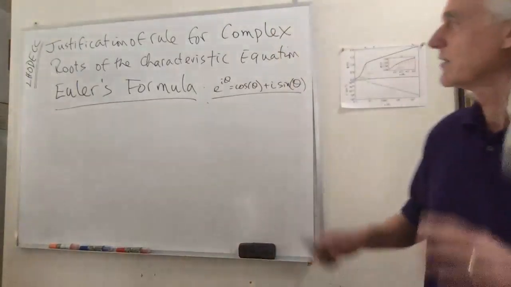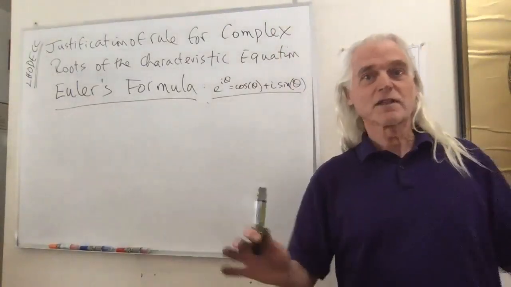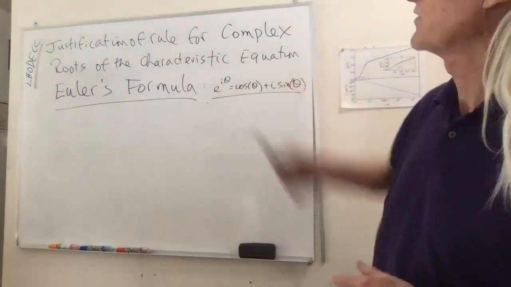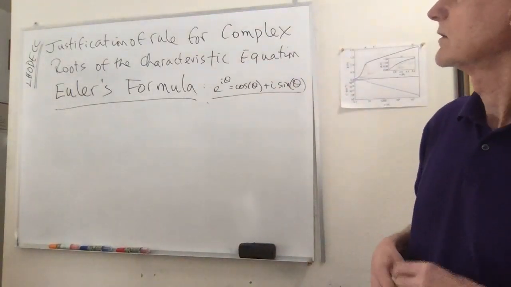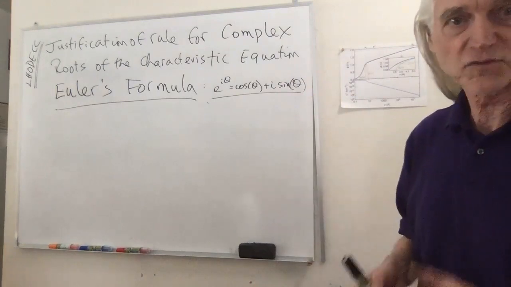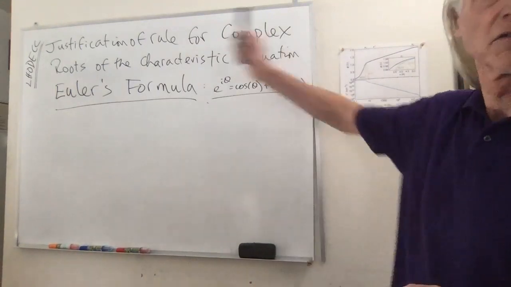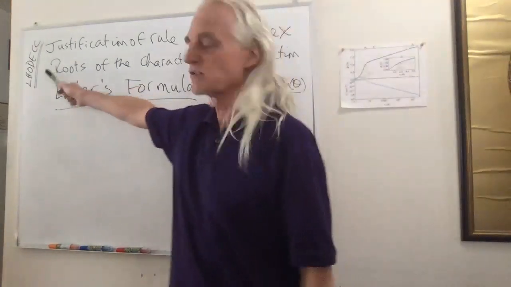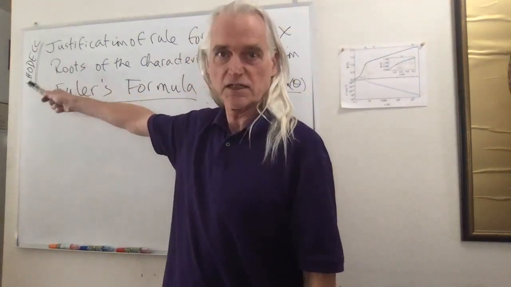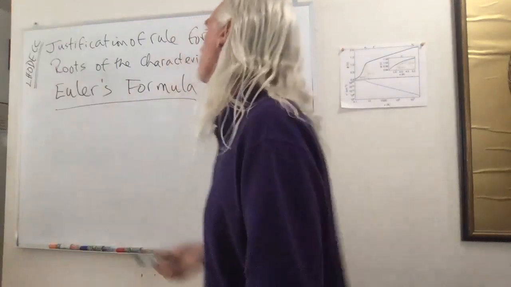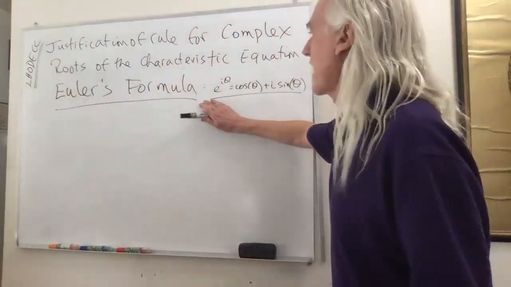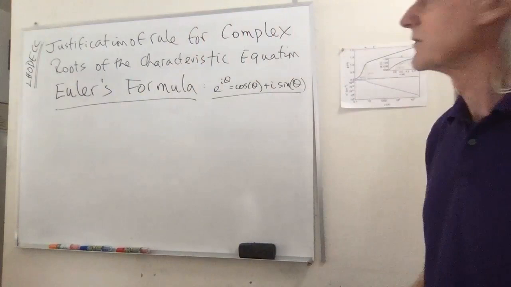Hello. On this hopefully short video, I'm going to justify the rule for what you do with complex roots and non-real roots of the characteristic equation for a LHODECC. Remember, LHODECC is a linear homogeneous ODE with constant coefficients. All right, and we're going to do that using Euler's formula.